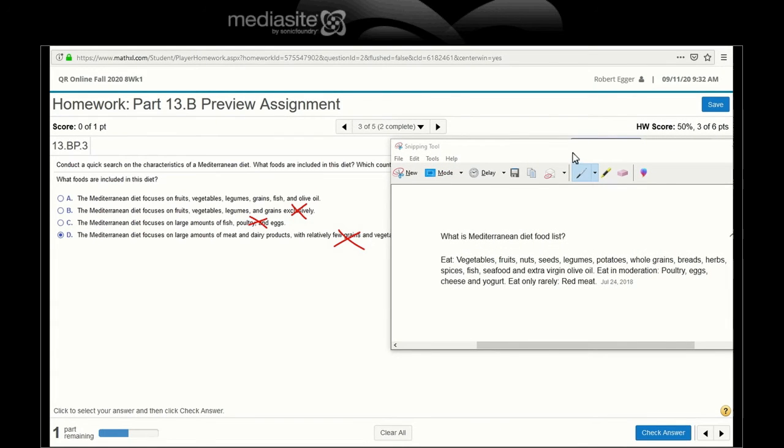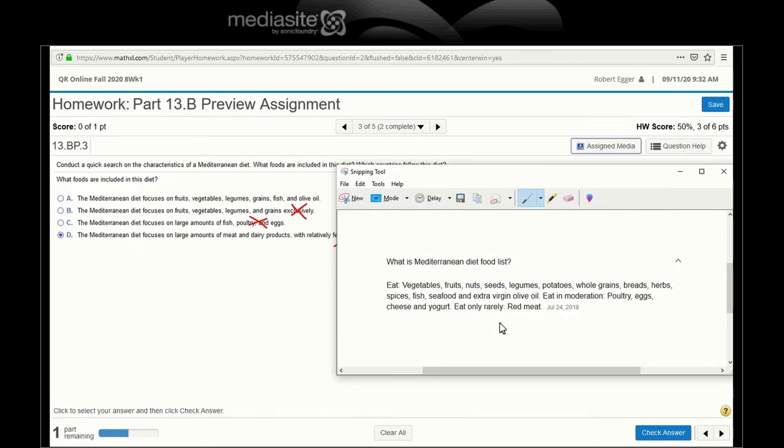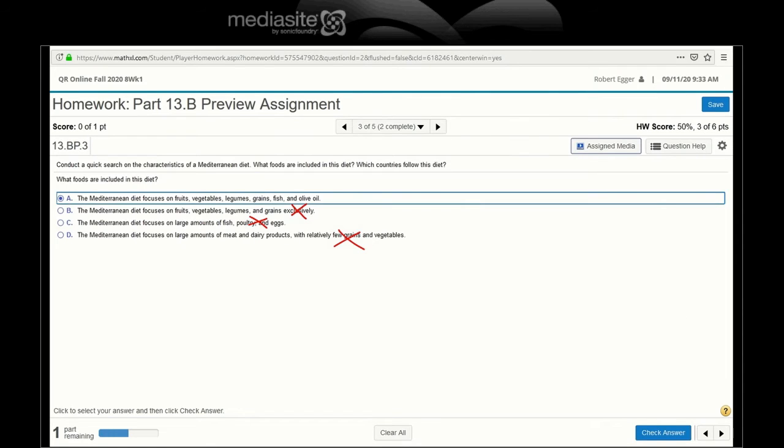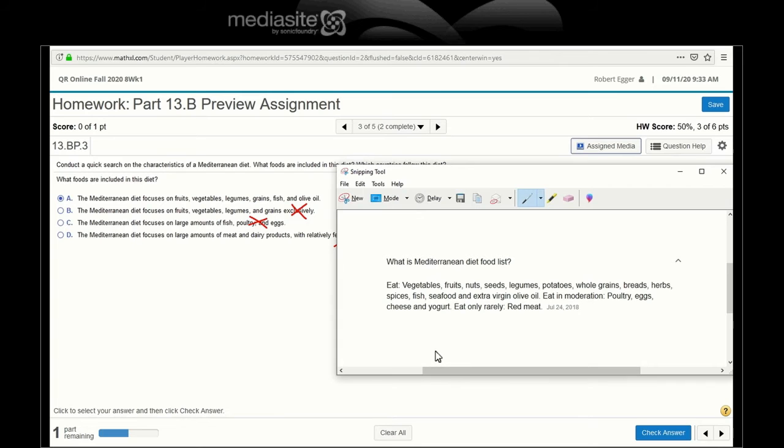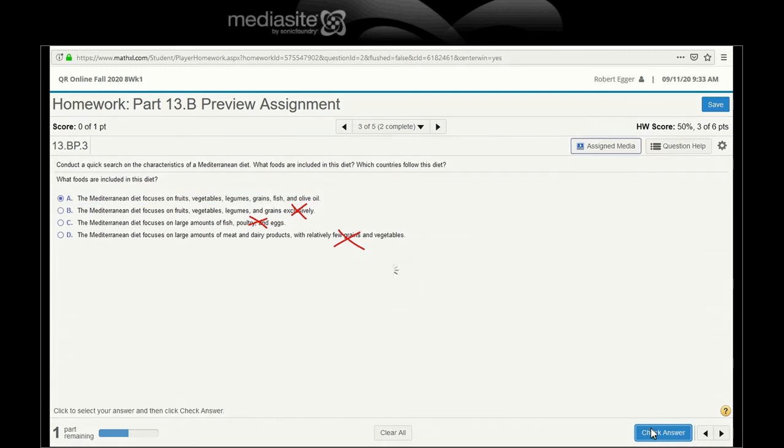So pretty much by process of elimination, and having this little list here, it has to be A. Focuses on vegetables, fruit, legumes, grains, fish, and olive oil, among a few other things. So A.